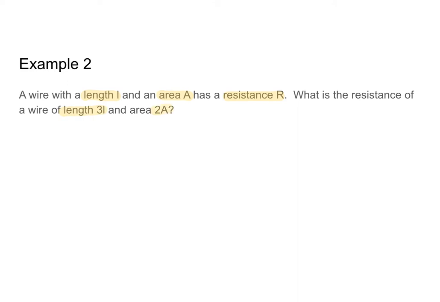So what I'm going to do is I'm going to say that the resistance of my initial wire is given by rho L over A, and that the resistance of my second wire, which I'm going to call R2, is given by rho times 3L over 2A. And if I take the resistance of my first wire and divide by the resistance of my second wire, then I can find the ratio between them.